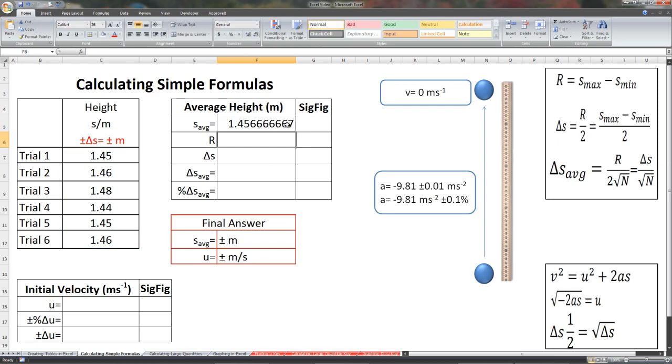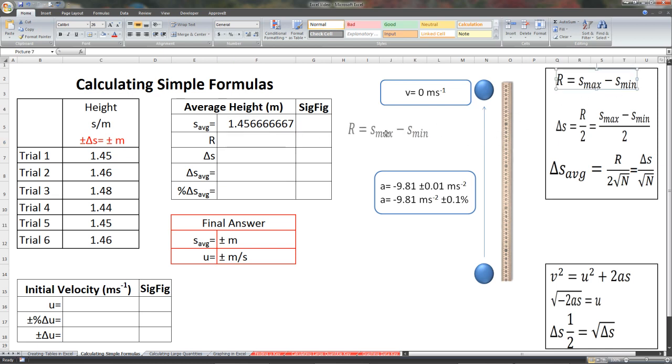Now, this obviously is too many significant digits. But whenever I take the average of multiple trials, I cannot get rid of significant digits until the very end. And so that's what this column over here is for: significant figures. Using this column is where I'll actually get all my information for calculations.